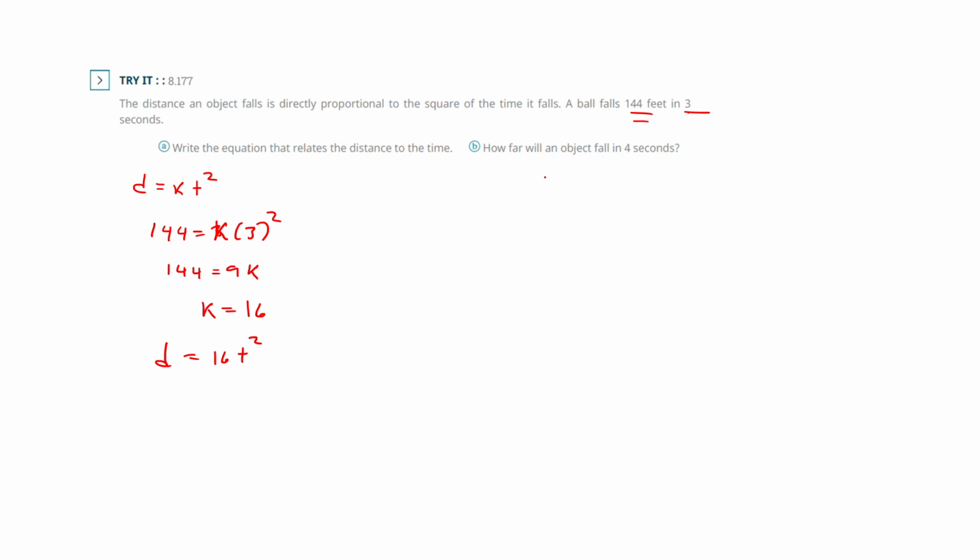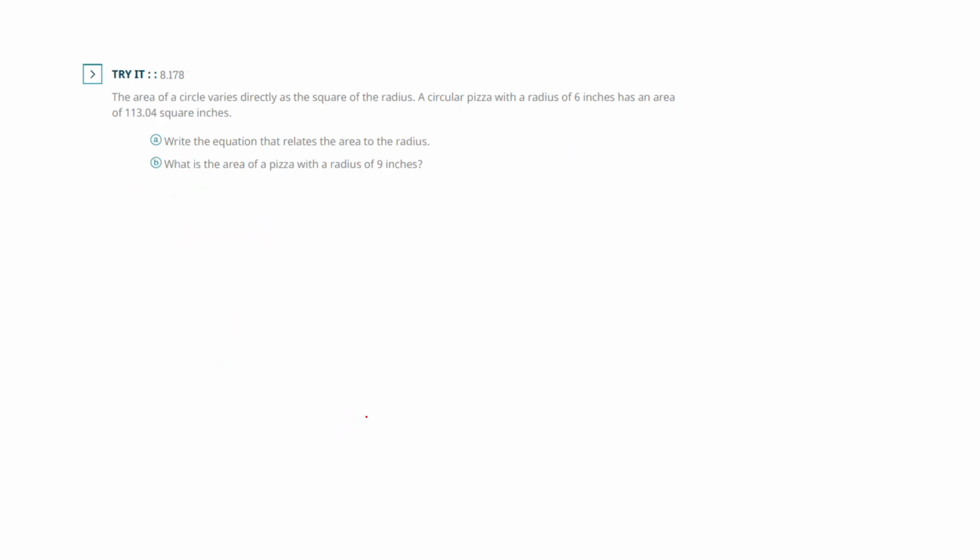Now all we need to do is find the second part here. How far will the object fall in 4 seconds? Well, 16 times 4 squared. So that's going to be 16 times 16. I'm just crunching it. You would do the exponent first, but that's going to be 16 again. So I get 256. Okay, we should put some units on there. Feet.